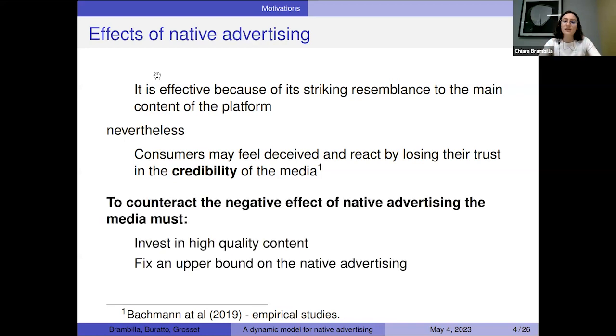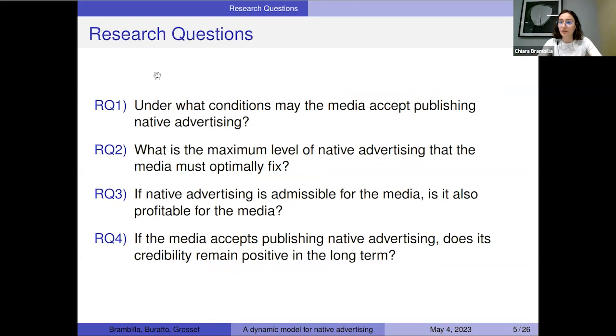To counteract this negative effect on the credibility, a media outlet can invest in high quality content or can fix an upper bound to limit native advertising on its platform. So we studied this situation where there is a firm trying to promote its brand value throughout advertising and the media outlet that has to consider a trade-off between gaining profit through native advertising and a consequent loss of credibility as a Stackelberg differential game where the media acts as the leader, since it is the media, the player, that can decide to accept or not native advertising. So we studied this model to answer these research questions.